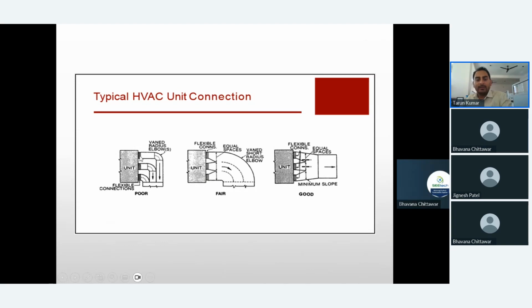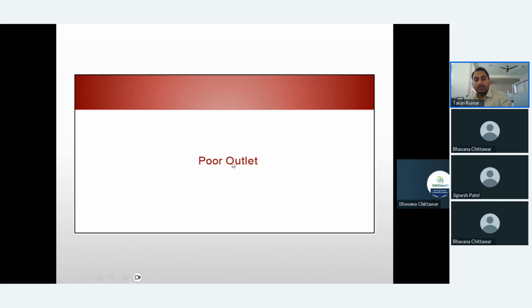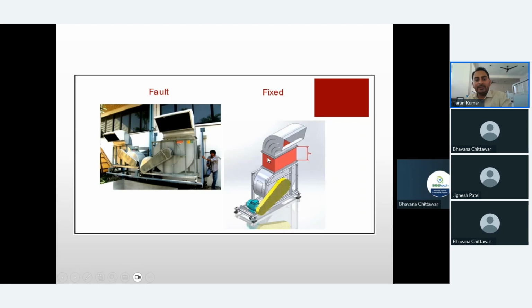Here what they have done is they made the plenum and then took a branch, and all those bends were created. What they should have done is make the branches first and then put up the plenum. Then you will have better flow performance when you put 2 or 3 fans in a single plenum. And here you see the poor outlet; we have put in some photographs.